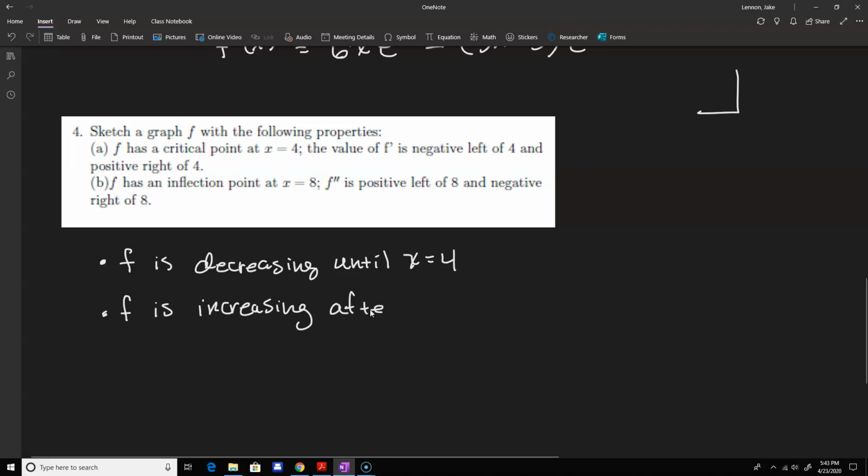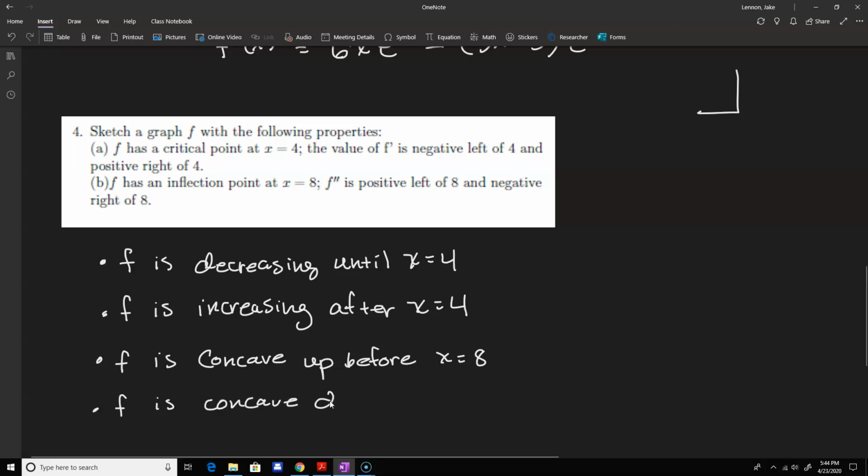after x equals 4. So basically what we want to do is take all of these properties that have to do with first and second derivative and translate them into properties about the function. So an inflection point at x equals 8, with the second derivative positive left of 8, means f is concave up before x equals 8, and f is concave down after x equals 8.